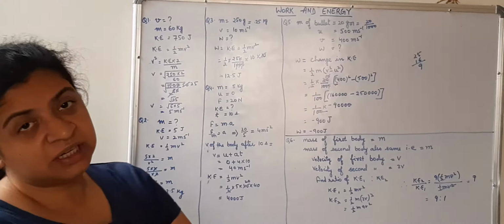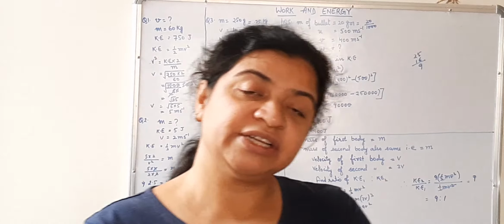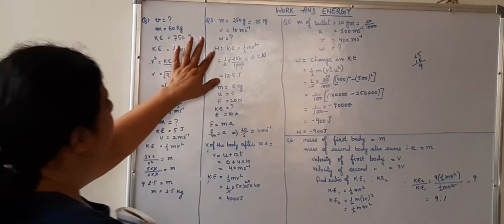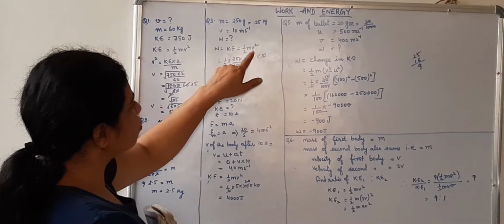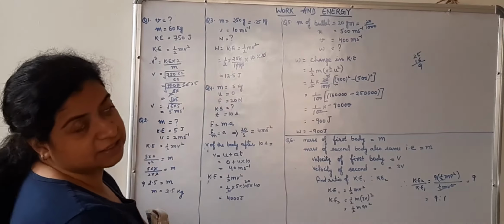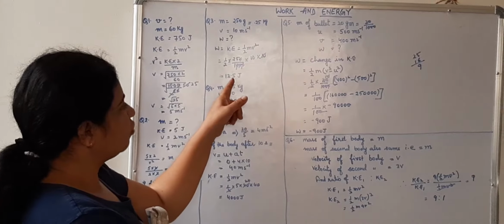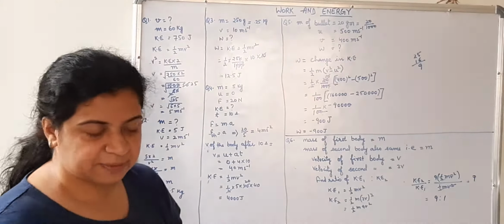You know work done is equal to kinetic energy. So W is equal to KE, that is equal to half mv square. Put the same formula, you will get the answer. Okay, 12.5 joule. Very simple.